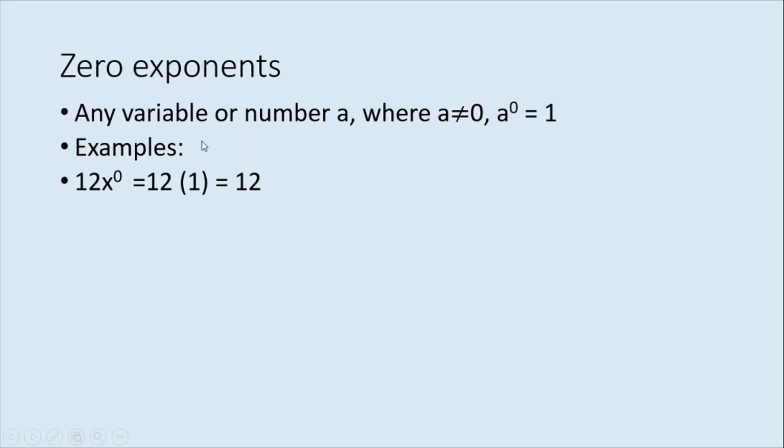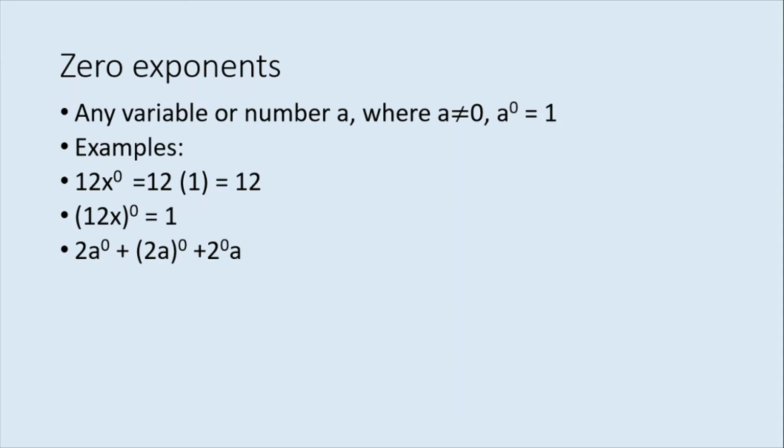12x raised to 0. So, ang naka-raise lang dito is yung x. So, x raised to 0 is 1. So, 12 times 1 is 12. Next, we have 12x quantity raised to 0. Lahat naka-raise to 0. That is equal to 1.